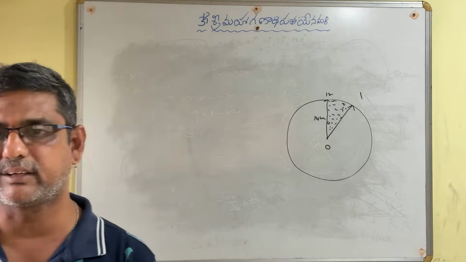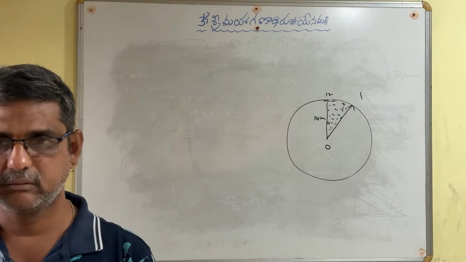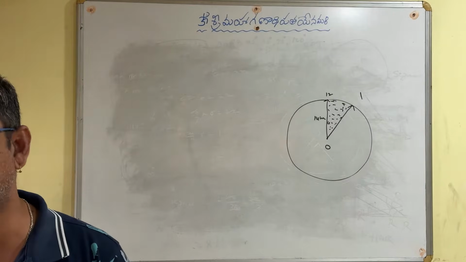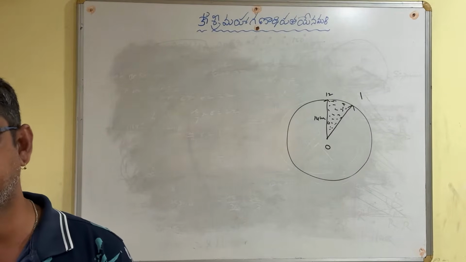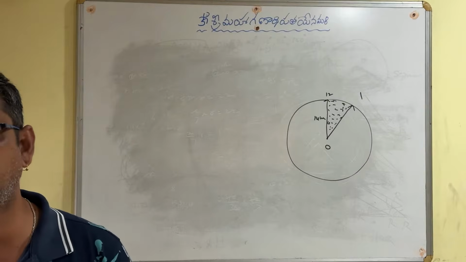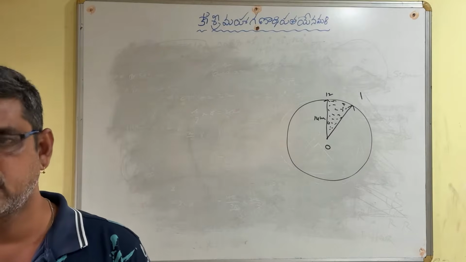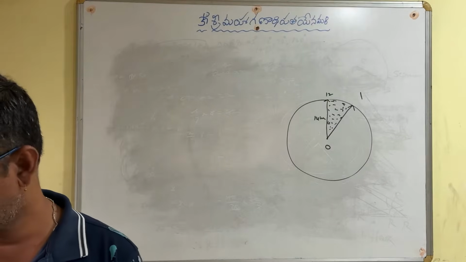Radius 14 centimeters. Very good. So here the length of the minute hand we can consider as the radius. Good. Then sector angle 30 degrees. How will it be 30 degrees? Can anyone say?